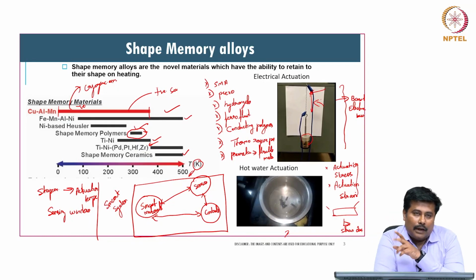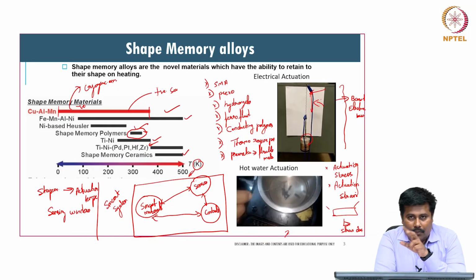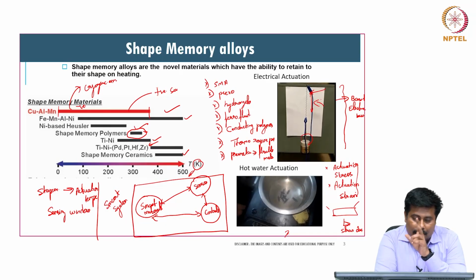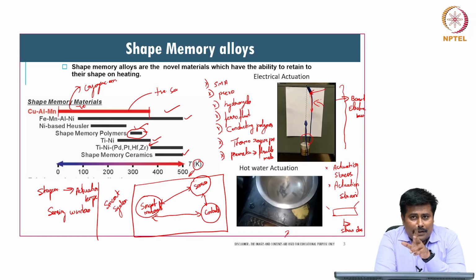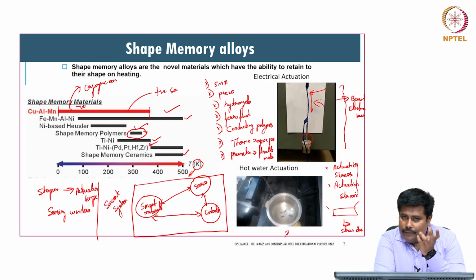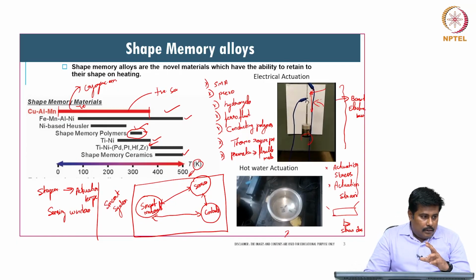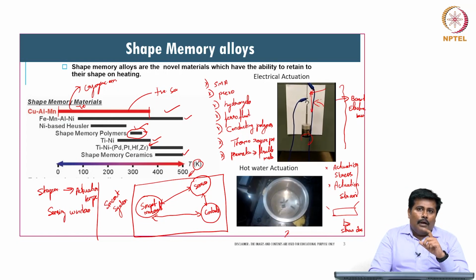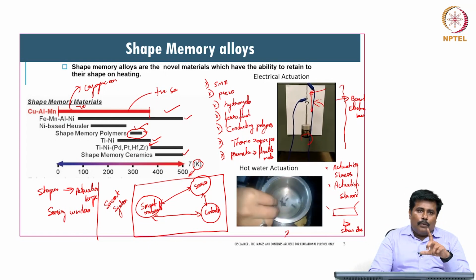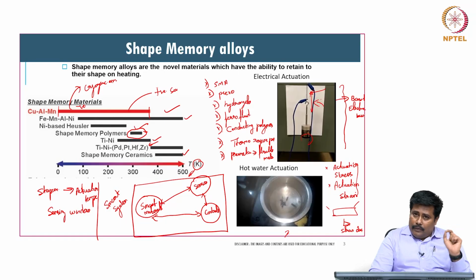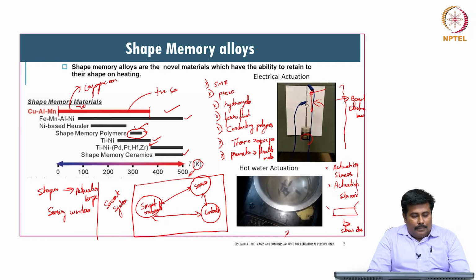In fact, the working window, that is, the mechanism of transition, gets changed with reference to the different compositions. So in fact, it has a complete alloy diagram, a composition diagram, which talks about the influence of the composition with reference to different temperatures.